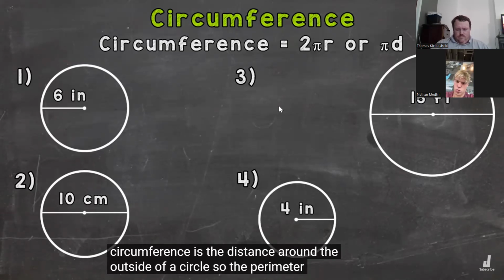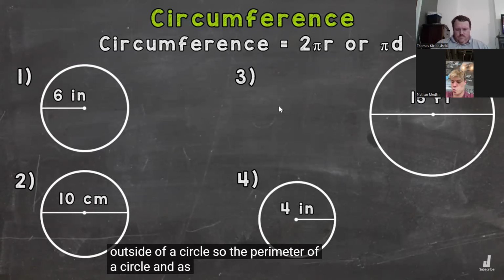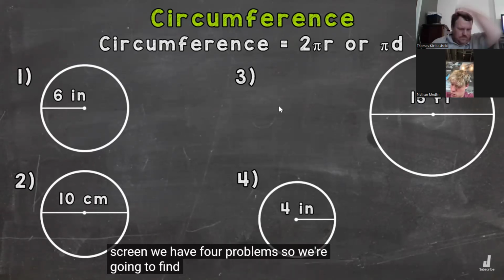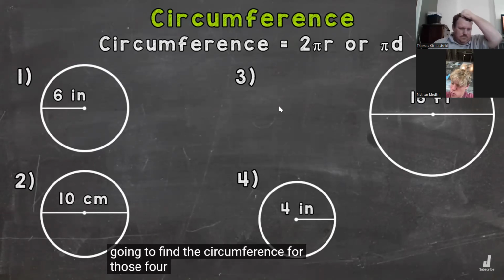So, the perimeter of a circle. And as you can see on your screen, we have 4 problems. So we're going to find the circumference for those 4 circles.